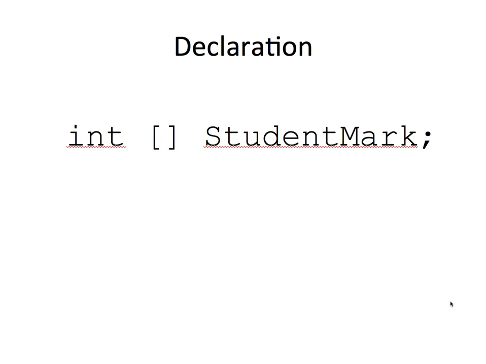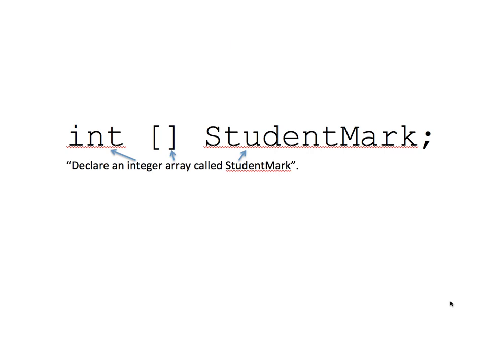So here's how we declare that we want to use an array of integers. That is, we want to store a group of integers that collectively we want to call student mark. So here's a literal interpretation of scanning this line of code. We say declare an integer array called student mark.